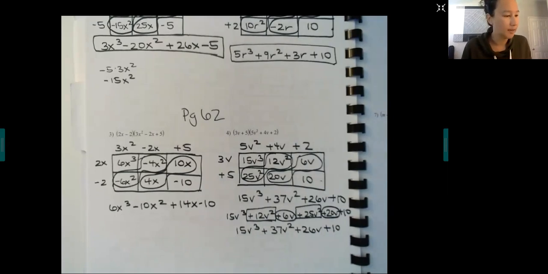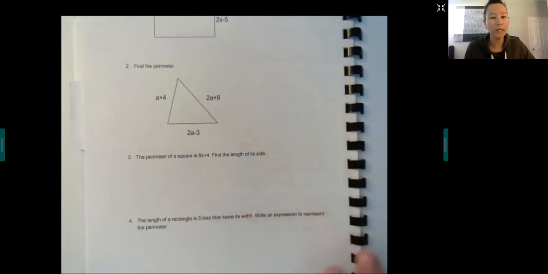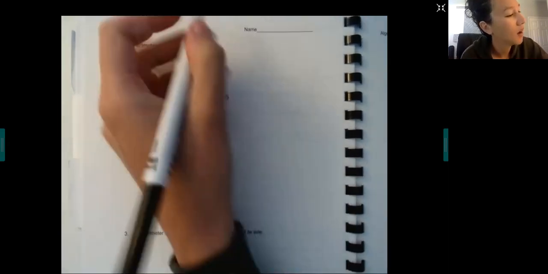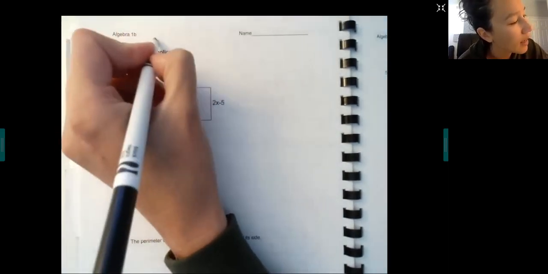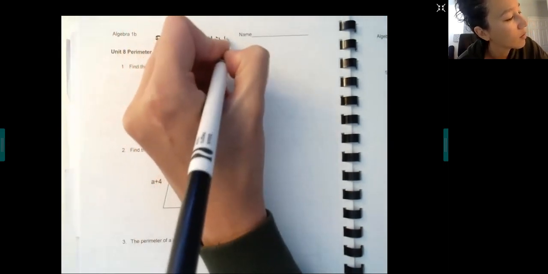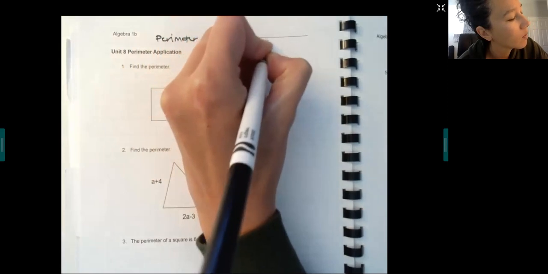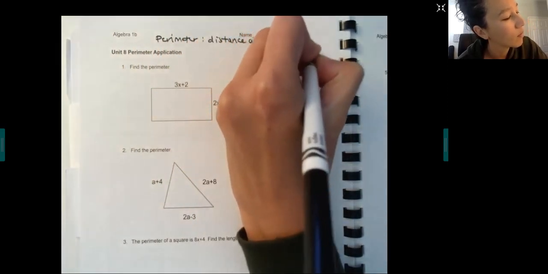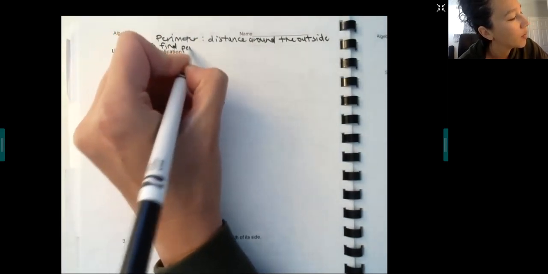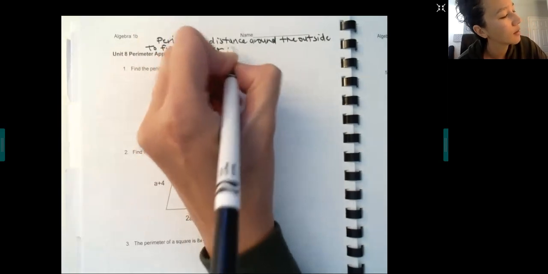Good questions. Okay, so let's go ahead and flip to page 64, which is your assignment for today. So the perimeter application. So perimeter, remember the perimeter is you add up all sides. So it's the distance around the outside. And so to find the perimeter, you just add up all the sides.